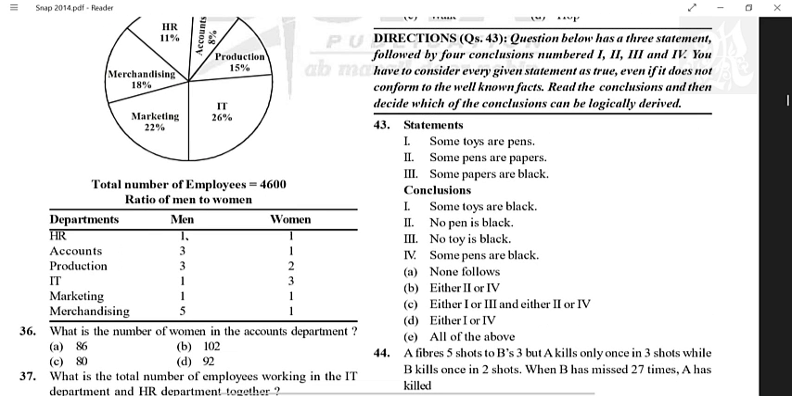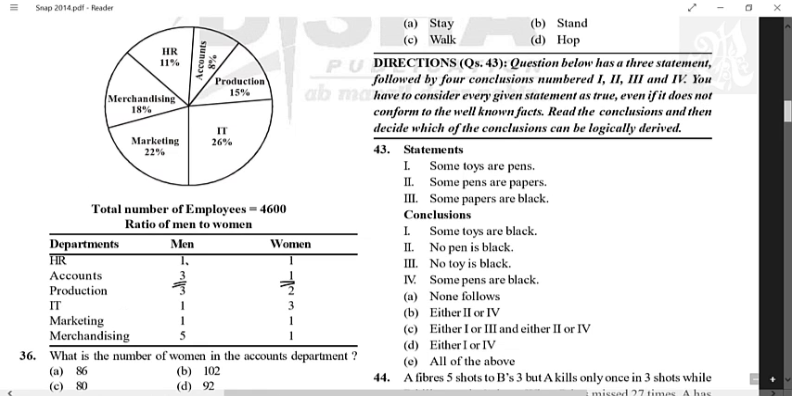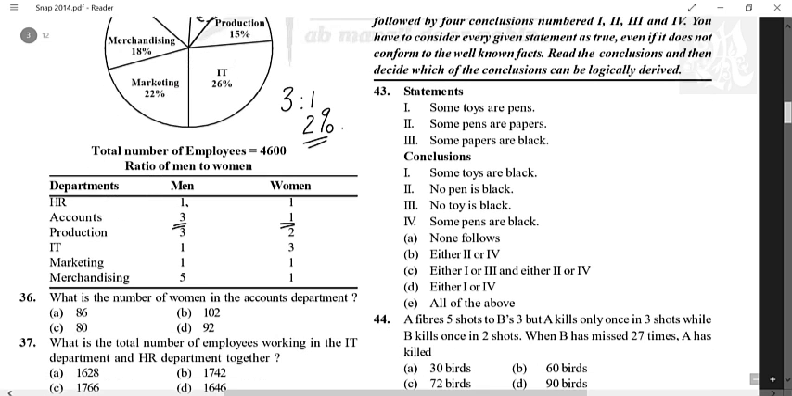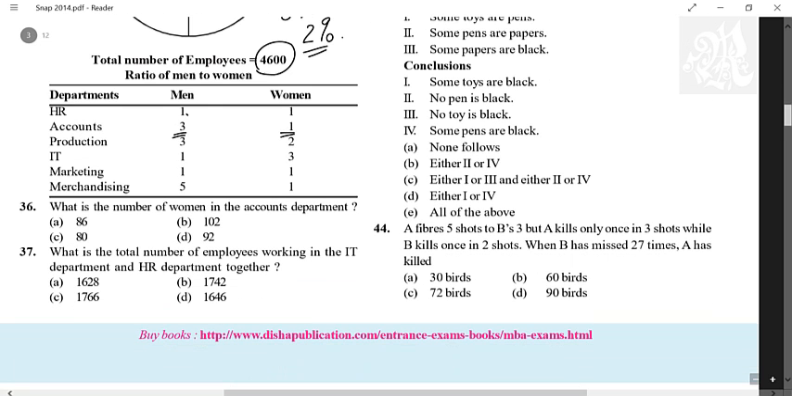What is the number of women in accounts? So we'll not just randomly start finding total in accounts and then women in accounts. Carefully look at it. Accounts men and women ratio 3:1. Accounts percentage is 8. If I divide 8 in 3:1, per part is 2. So basically there are just 2% of women in accounts. 2% of the total 4600 is going to give you 46 into 2, that is 92. Okay.